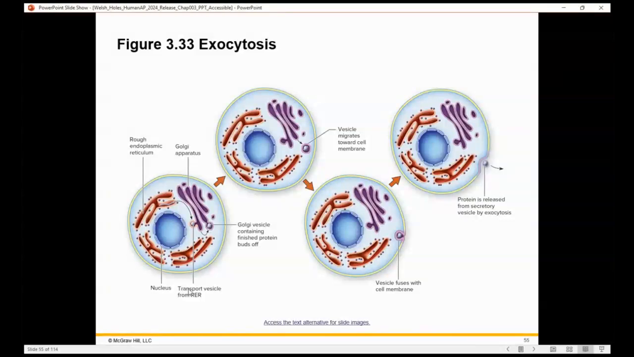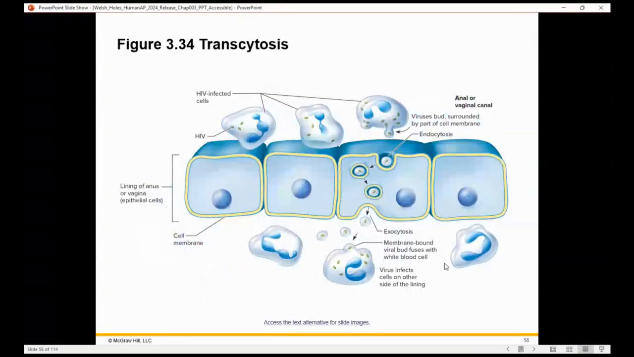And this image shows exocytosis, where we have a vesicle that's taken in a material and it lets that material out through the cell membrane. Here we have transcytosis. You see the material is brought in on one side of the membrane, then expelled on the other side.